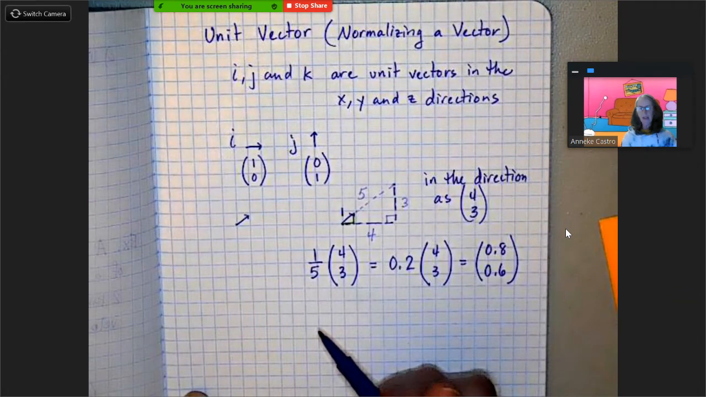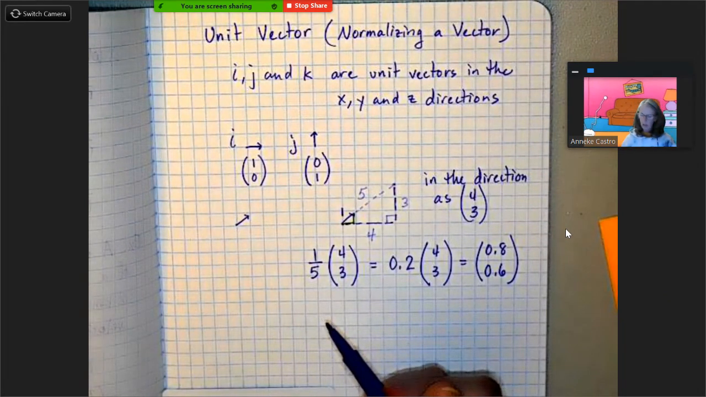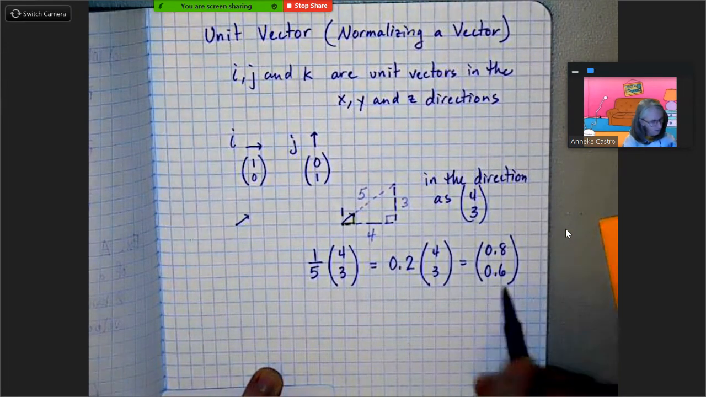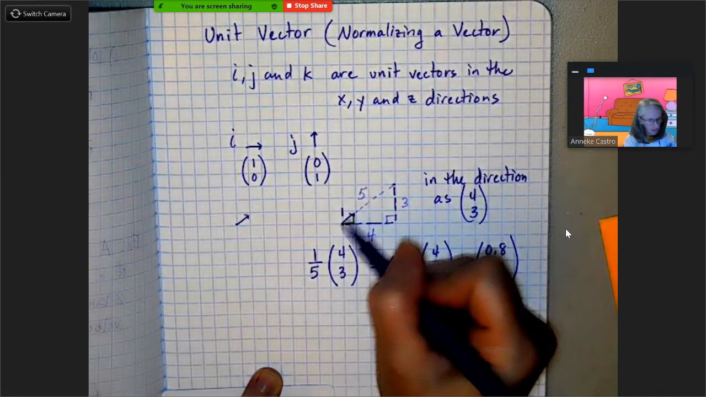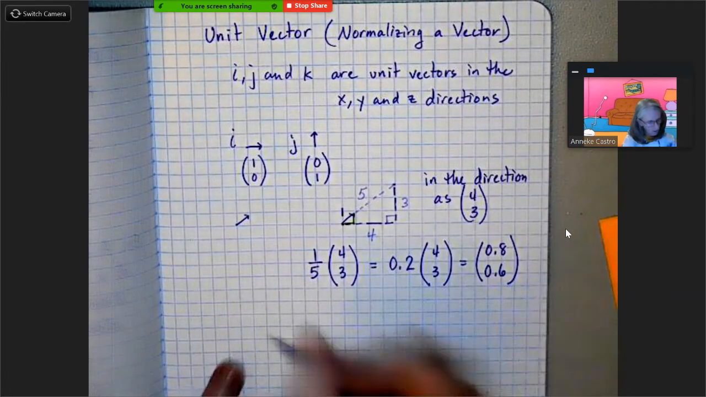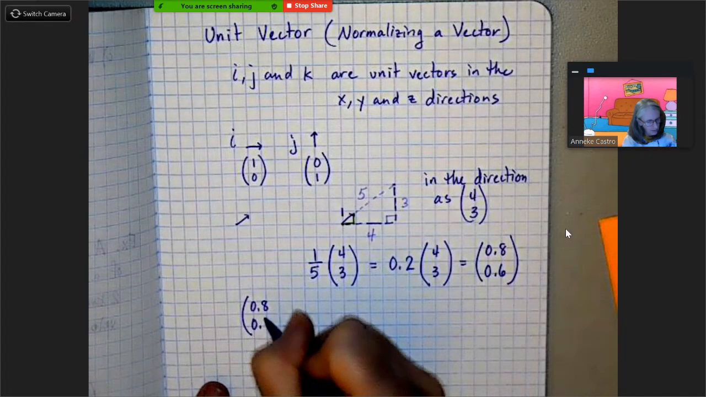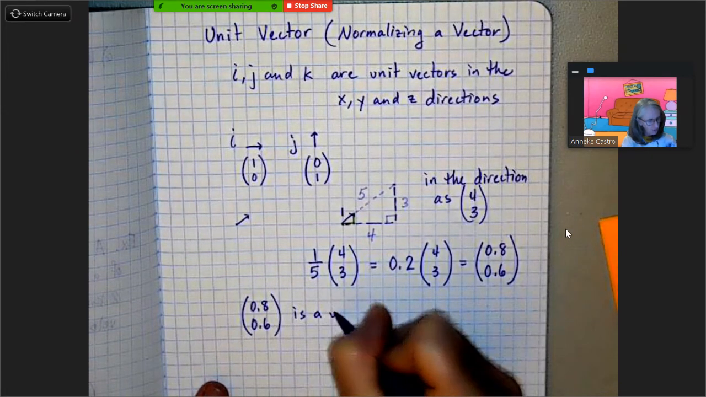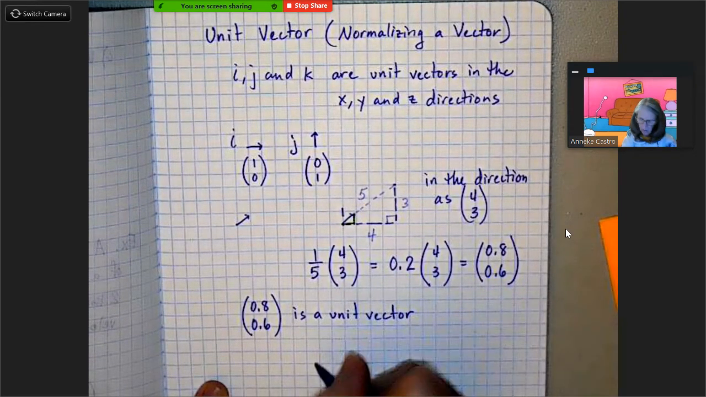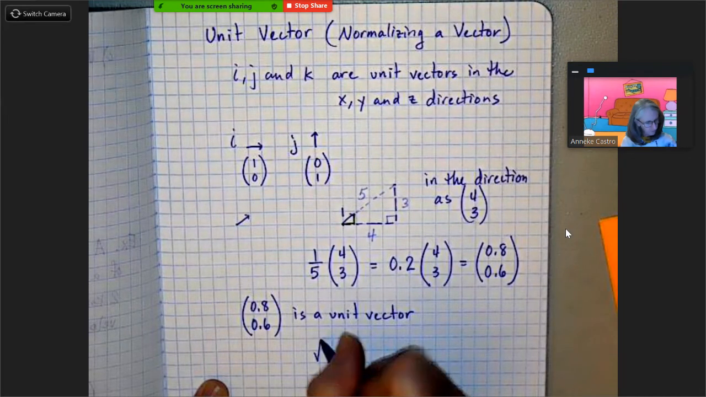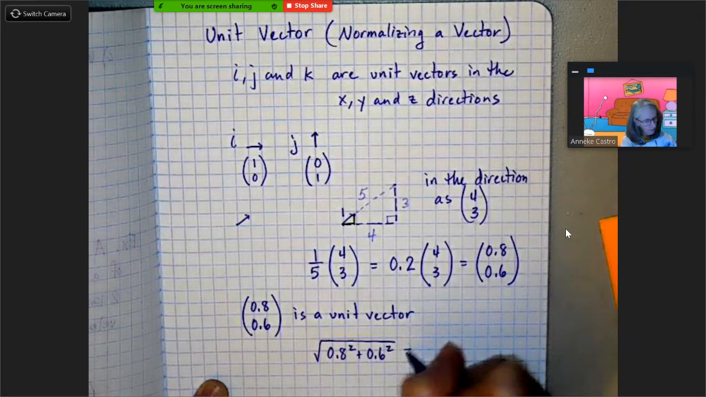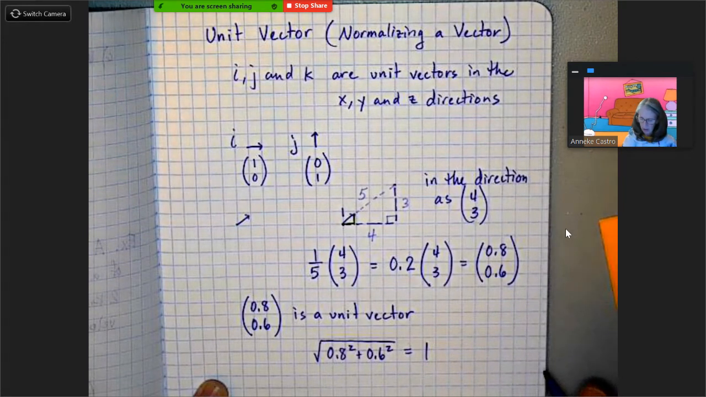So that is the actual x component and the y component of my little tiny unit vector. And that's how we normalize a vector, or make it what's called a unit vector. So this has a magnitude of 1, because the hypotenuse is 1. And this is now a unit vector. So 0.8, 0.6 is a unit vector. And if I do the magnitude, 0.8 squared plus 0.6 squared, if you do that on your calculator, you will see that you get a magnitude of 1.